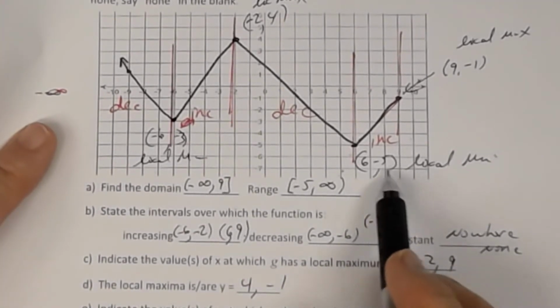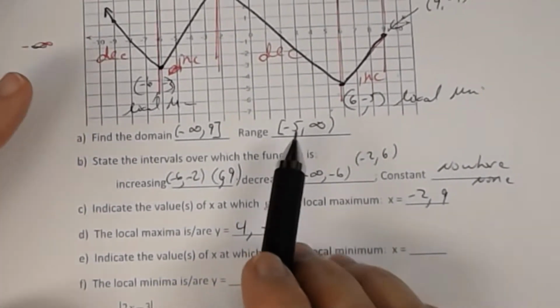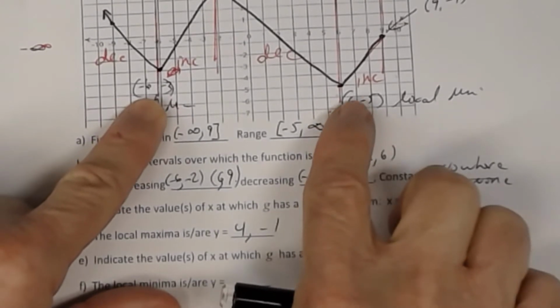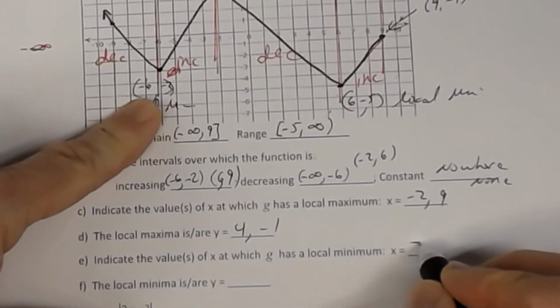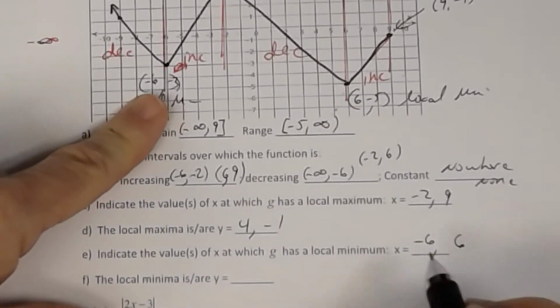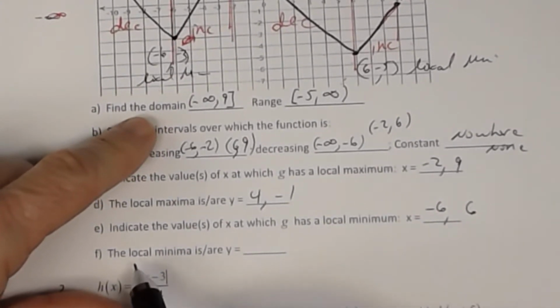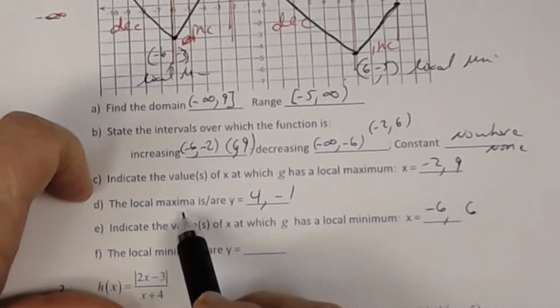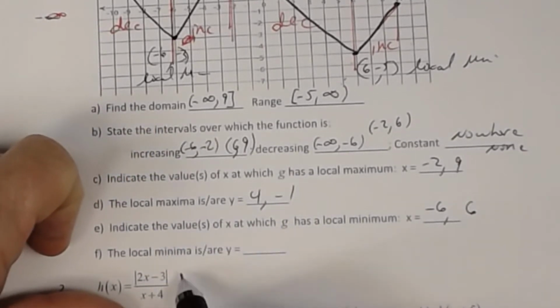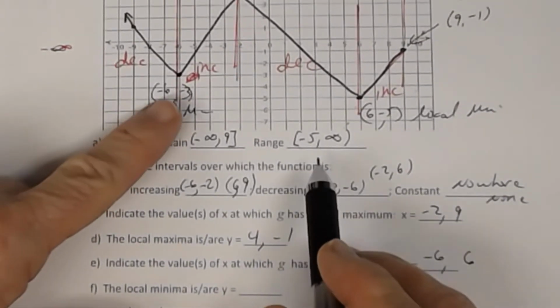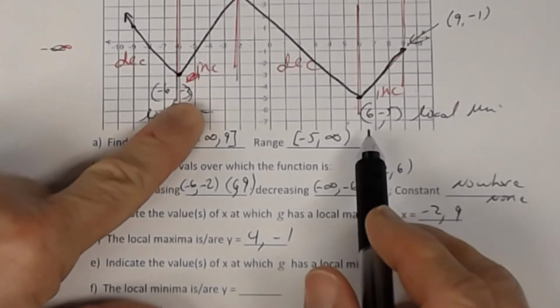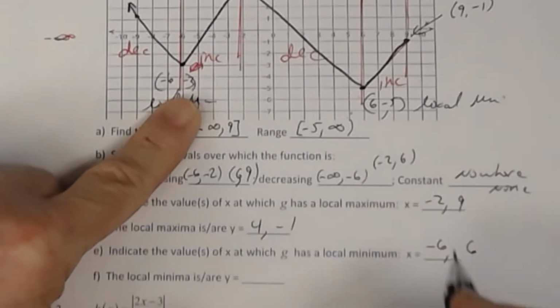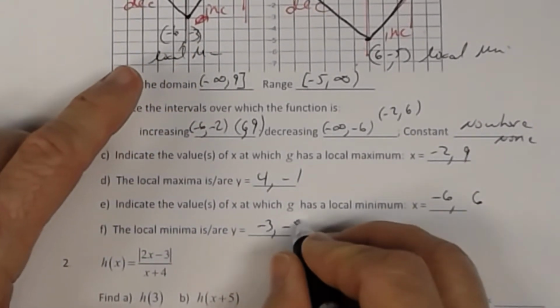Okay? So (6, -5). Now they're asking what are those x values? So the x values are -6 and +6. And then when asked for the local minimum, that means plural, by the way. Maxima means plural. So what are the local minimum? There are two of them. The two y values are -3 and -5.